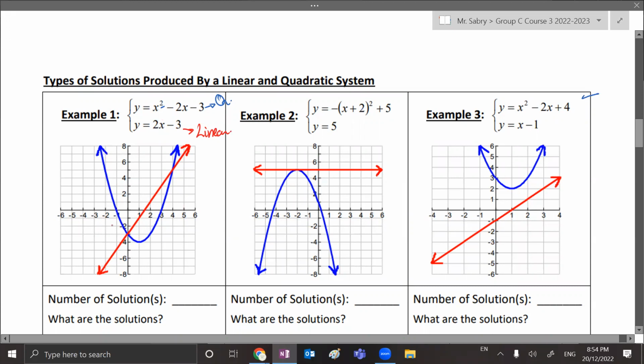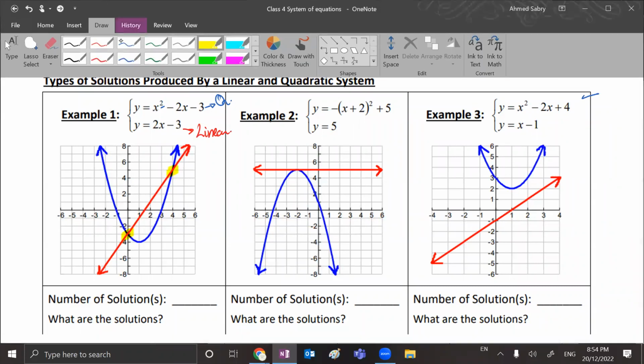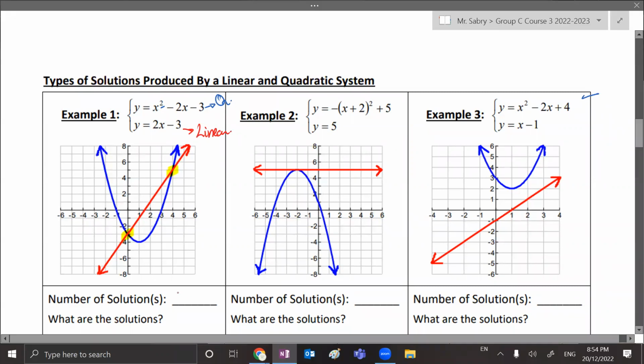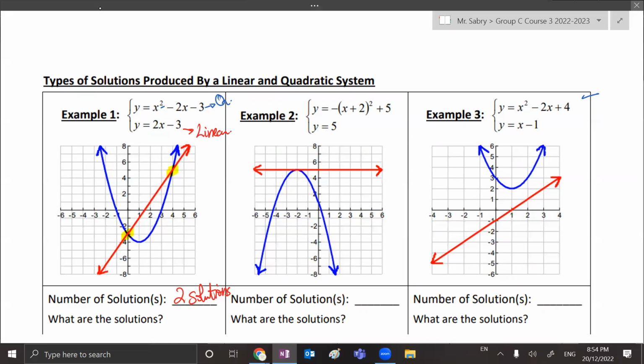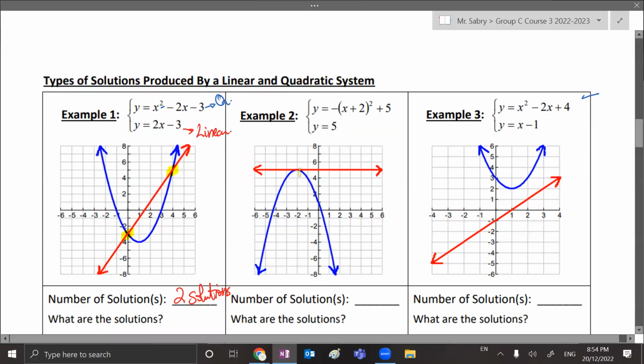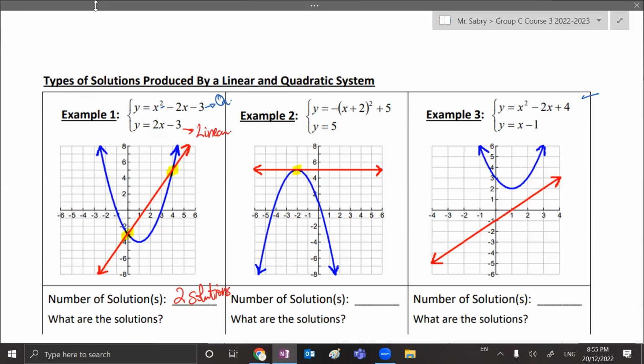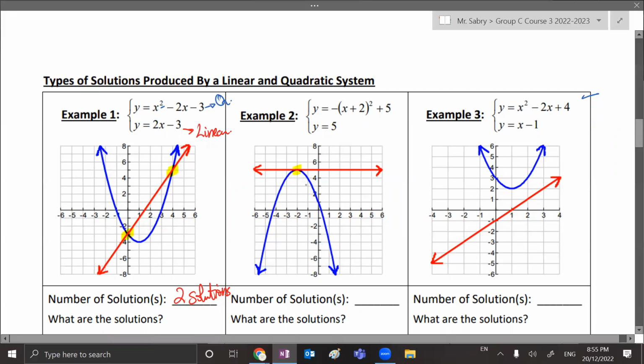When they intersect here, they intersect twice at 2 points. Here's the first one and here's the second one. So in this case, how many solutions are there? There are 2 solutions. So there's a case where they could intersect twice. There's another case where they could intersect just once, like this one here. This one here, the line and the parabola intersected only once. So the number of solutions here is 1 solution.